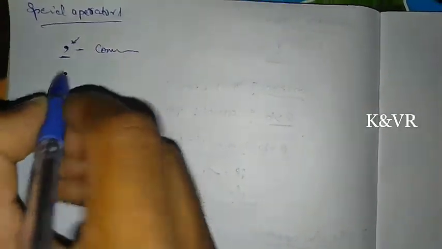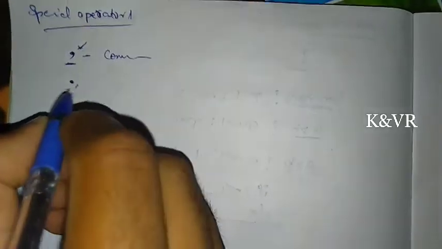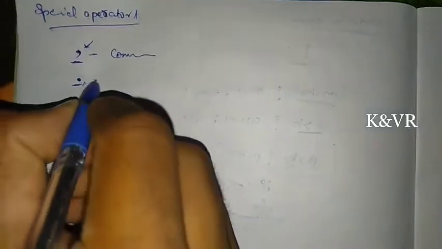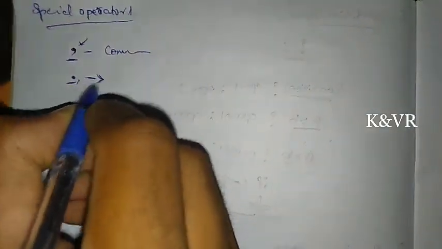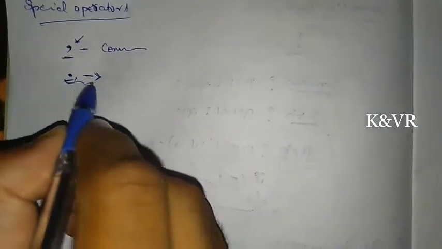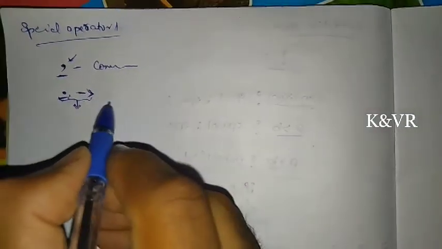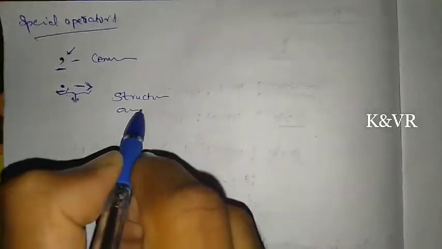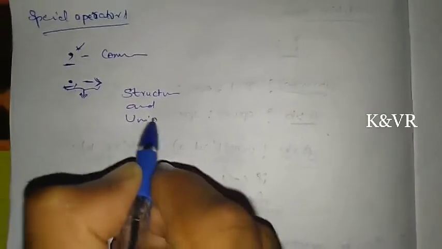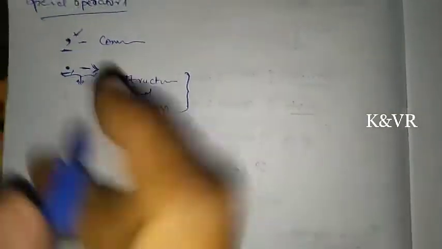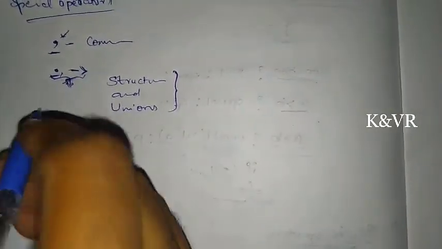And the next one is the dot operator. We use this and the membership operators, these two we call member selection operators. We mainly use this in structures and unions. Structures and unions, this is a very important concept. Okay, we discussed these operators there.